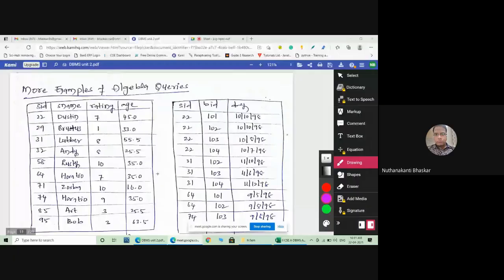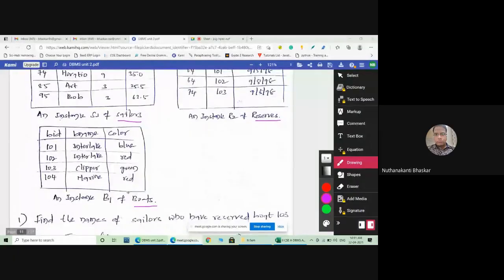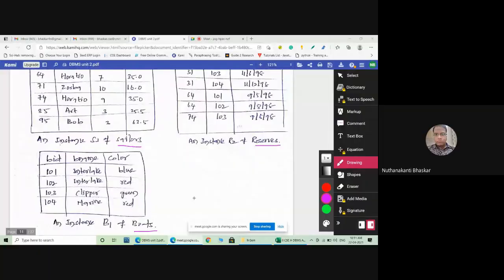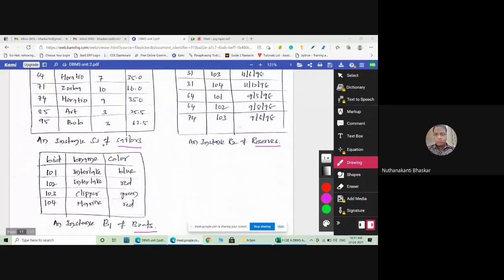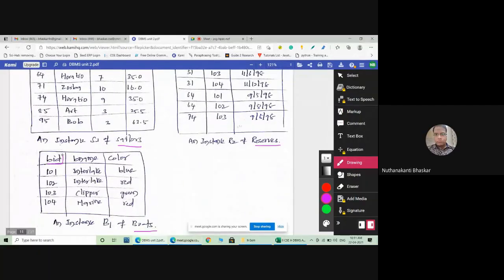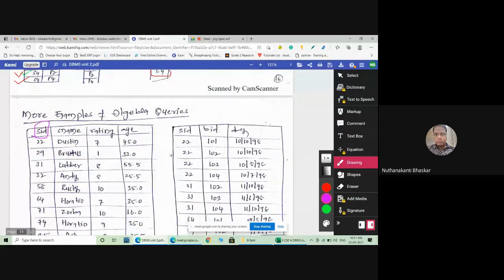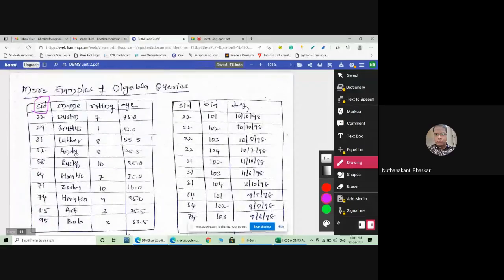Now, if you observe, this is a sailors reserves boat. What is the relationship? Sailors reserve the boats. Boats have a boat ID, and sailors have a sailor ID. Your reservation contains this SID and BID and the day it is going to be reserved. This is the simple way.